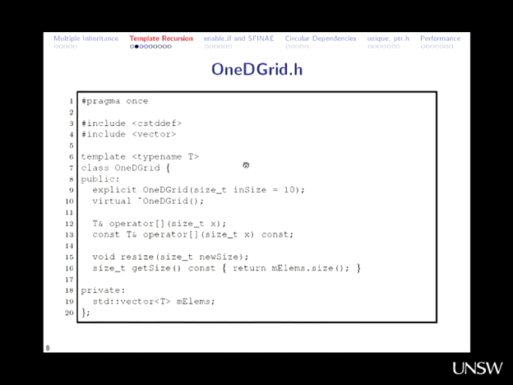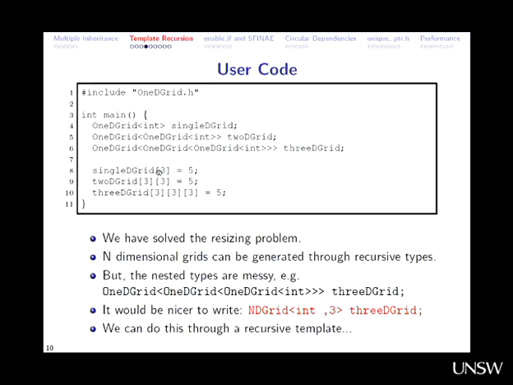And also because of the way in which we've got our operators defined over here, returning references to T, we can use these to put values into certain places. And so we've solved this resizing problem. The n-dimensional grids can be generated through these recursive types. But the nested types are really messy. So 1D, 1D, 1D, and so on, is really messy.